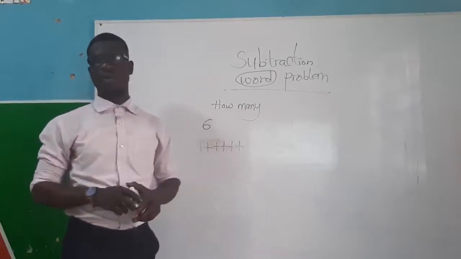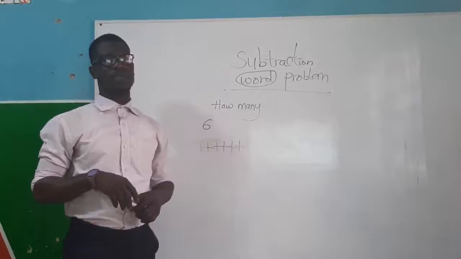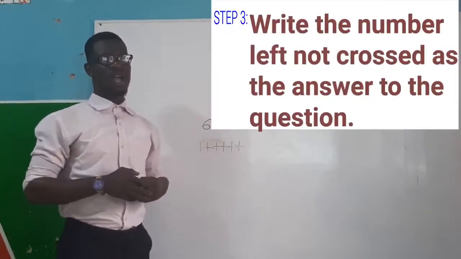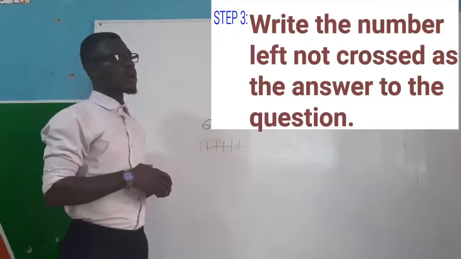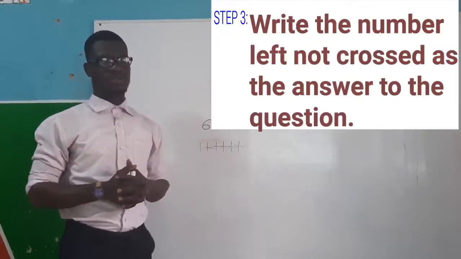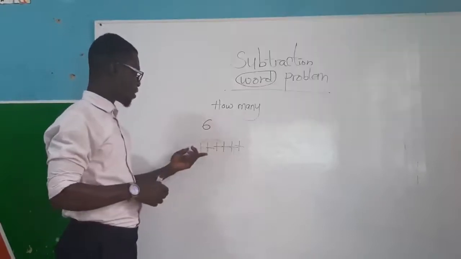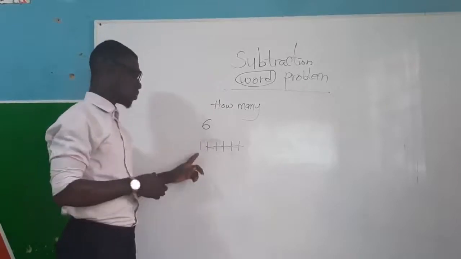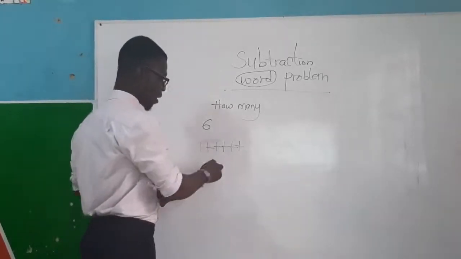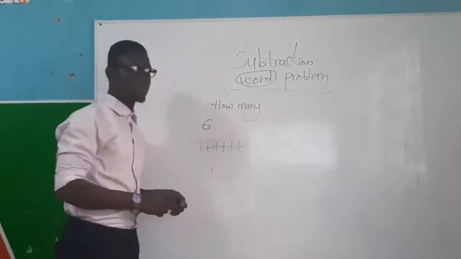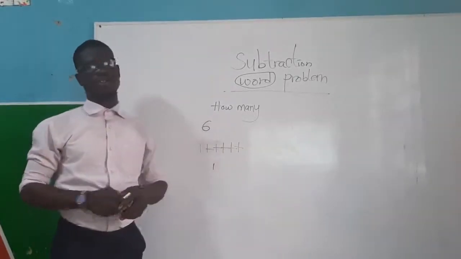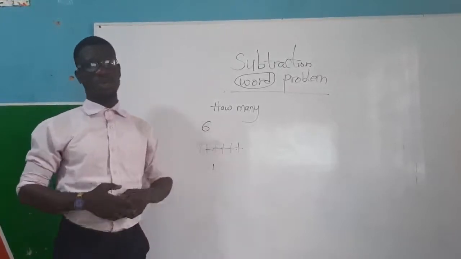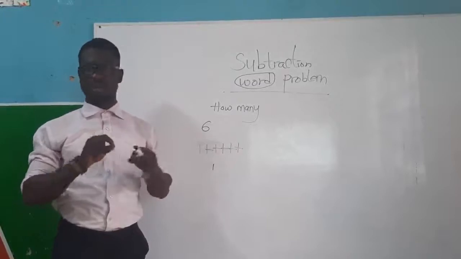And the next step, which happens to be the third one, is to write the number left not crossed as the remainder or answer to the question. So how many strokes here have we not crossed? It is only 1. So it will be our answer, which is 1. So this is how a subtraction word problem is done. Now let's look at how we represent this in a subtraction sentence.